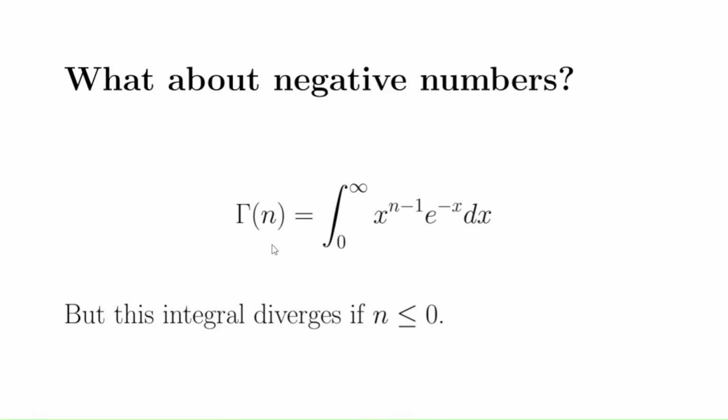So what this means is that if we're going to define gamma for negative numbers, we can't use this integral definition. But it turns out that we can still define gamma for negative numbers. So how do we do that?